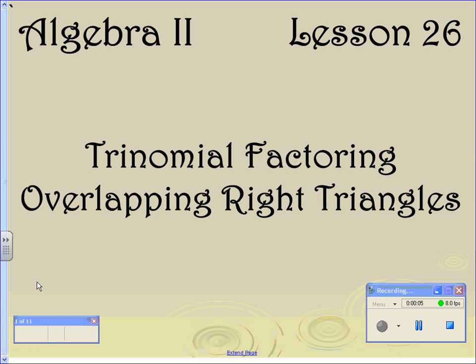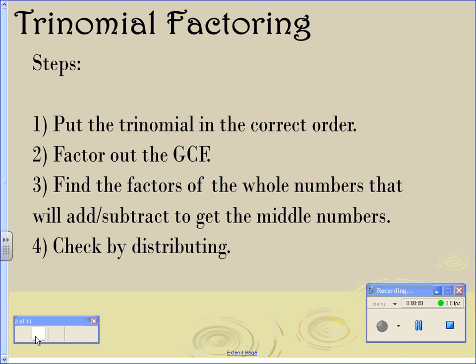Trinomial factoring isn't that difficult. Your first step is going to be to put them in order from the highest power down to the lowest power. Then you're going to factor out the greatest common factor. Do y'all know what GCF is? Okay.